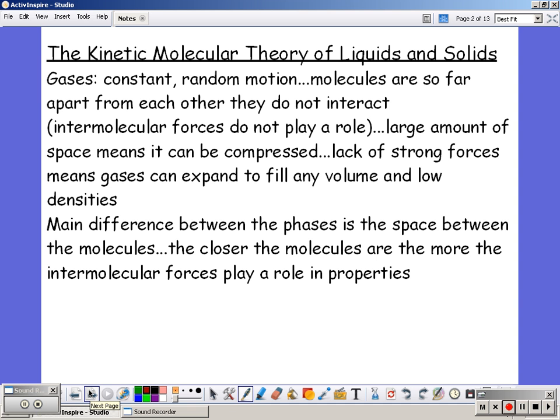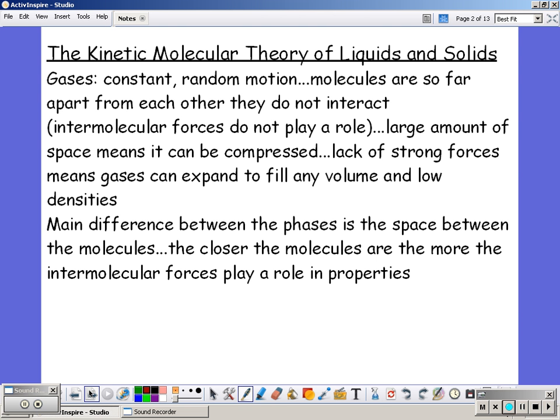Let's review gases first off. Gases, we remember, are in constant random motion. The molecules are so far apart from each other that they don't interact, so the intermolecular forces don't play a role in gases. Because of that, there's a large amount of space, which means they're compressible. Because they don't have strong forces, gases can expand and fill any volume, and because they can fill any volume and have large amounts of space in between them, they have low densities.